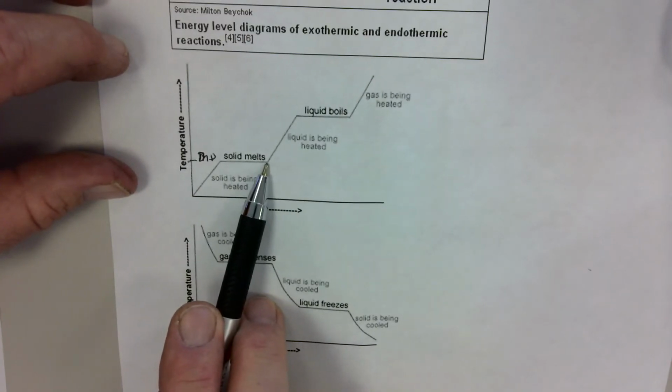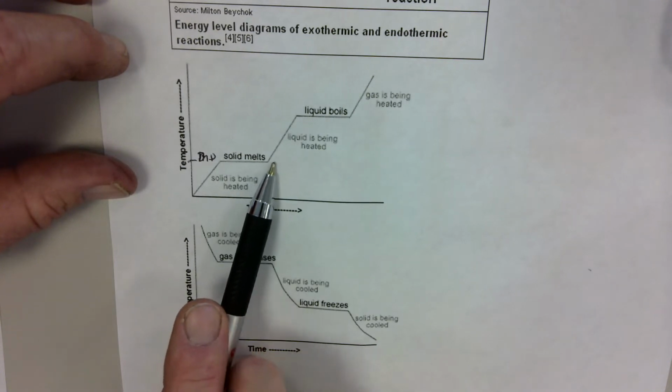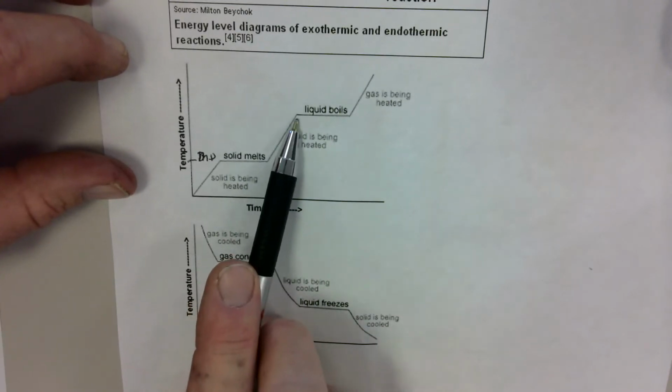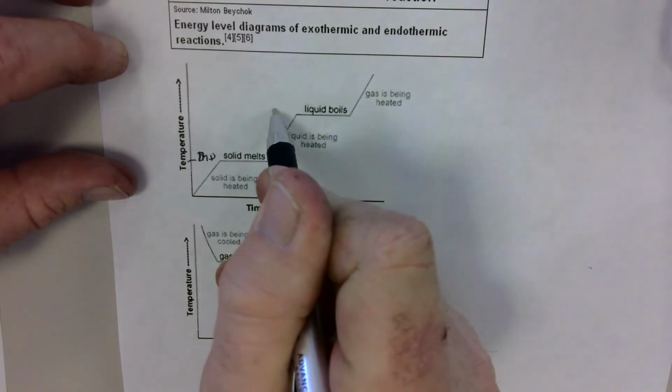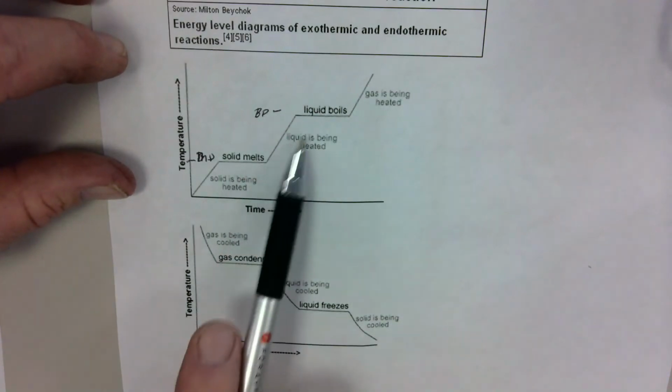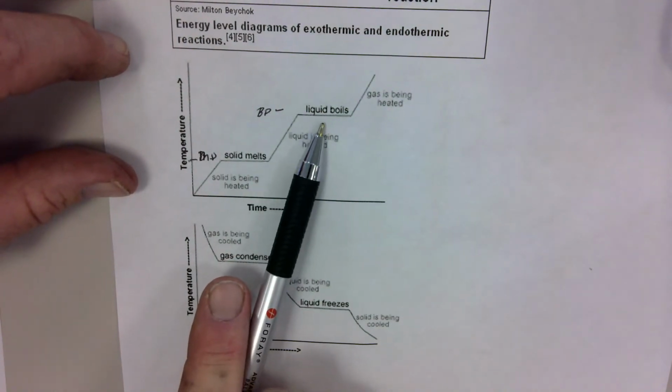Once you get to complete liquid at the end of this phase change, then you have to increase the temperature of the liquid. If it were water, you'd be going up to the boiling point, which would be 100. Other substances boil at other temperatures.